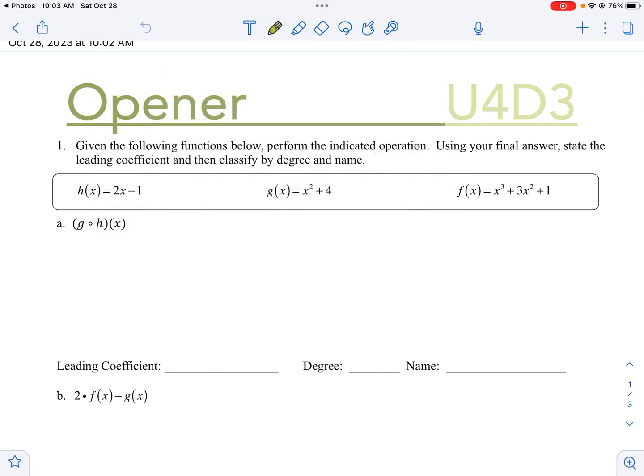Just remember that this open circle is the composition circle. So that would be g of h of x. And I prefer to write it this way. You don't have to, but my brain, for some reason, just sees it a lot better. That if h of x is the same thing as 2x minus 1, I can perform that substitution.